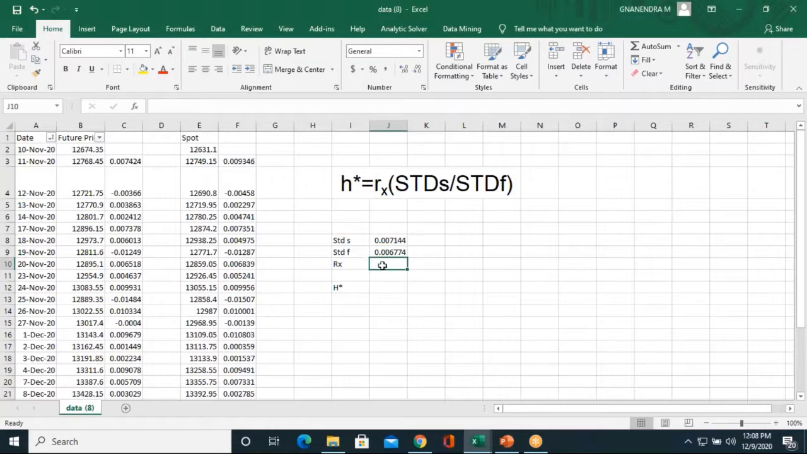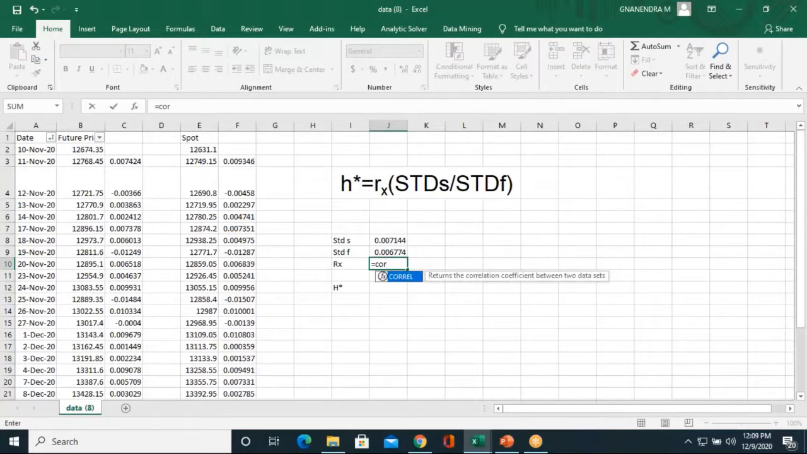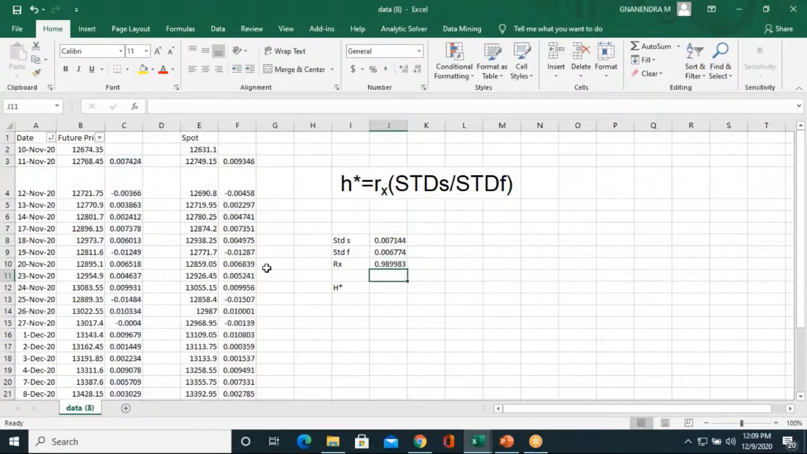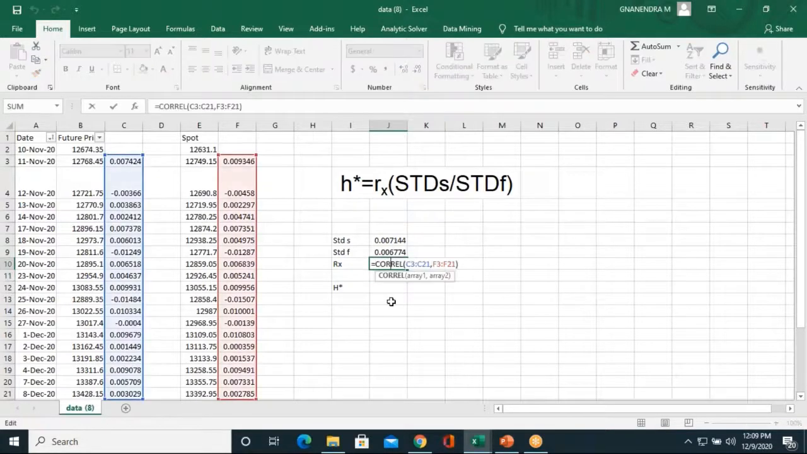Then coefficient of correlation, if you do it for the price or the returns, it's one and the same. So you can see correlation, array 1, anything is okay here, comma array 2. It's not like beta, where you have to take always X as a stock return and this one as a market index return. It's not like that. So I got 98.99% correlation.